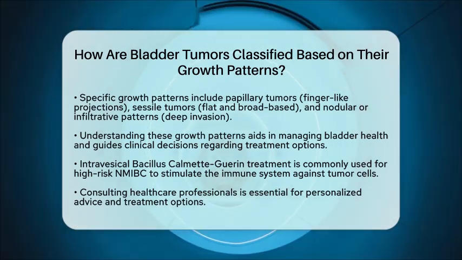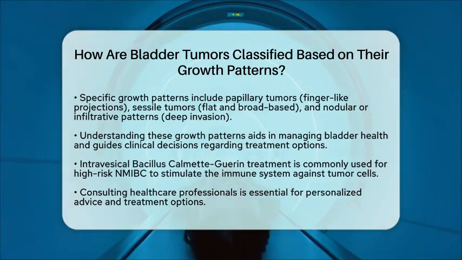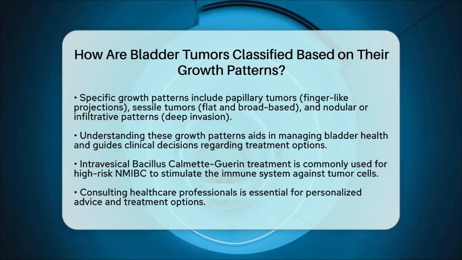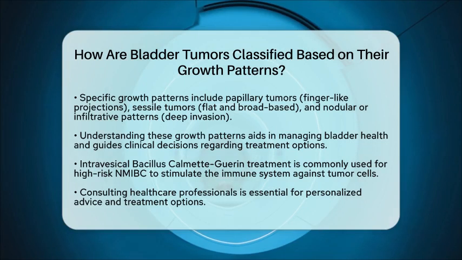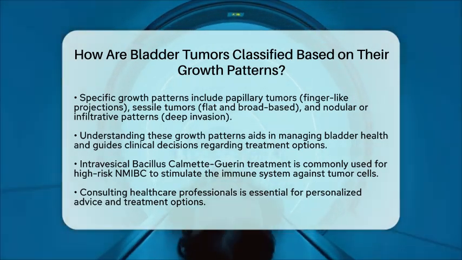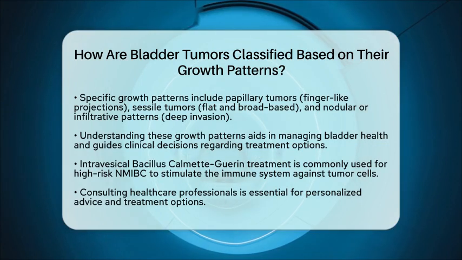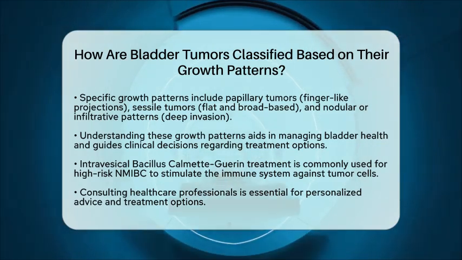They guide clinical decisions regarding surveillance, intravesical therapies, and surgical interventions. For instance, intravesical Bacillus Calmette-Guérin treatment is a common approach for high-risk NMIBC. It stimulates the immune system to attack tumor cells, helping to prevent progression.